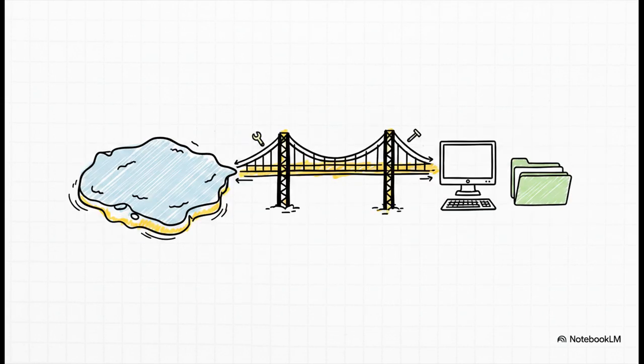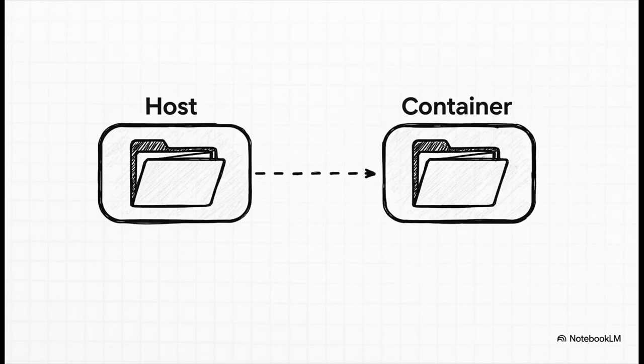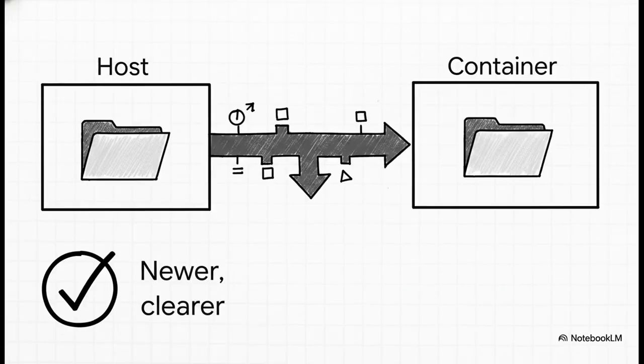Okay, isolation is great, but kind of useless without your data. So let's build a bridge. This bridge is called a bind mount. It links a folder on your computer right into the container. The old school way is using the -v flag. You map the outside path to an inside path. But now, most people use --mount. It's way more descriptive and easier to read for sure.